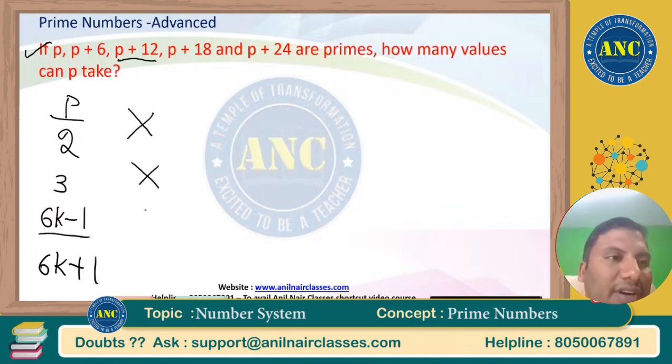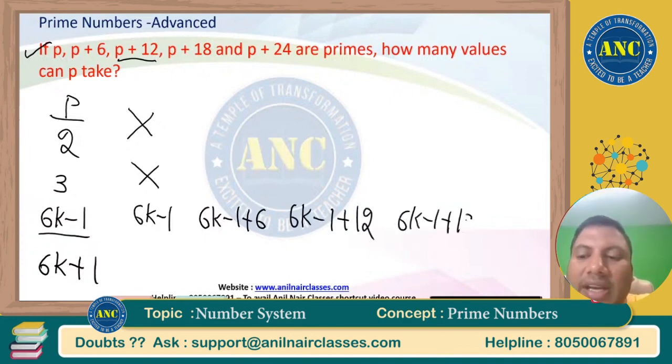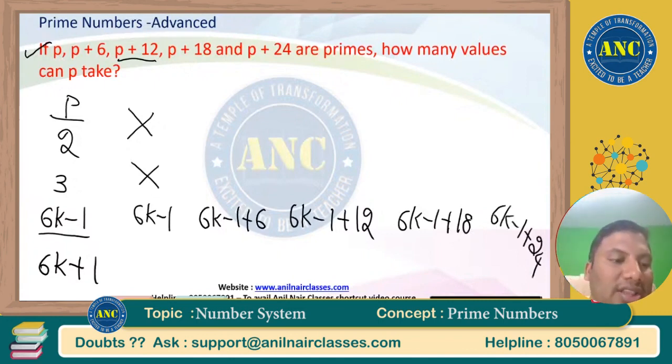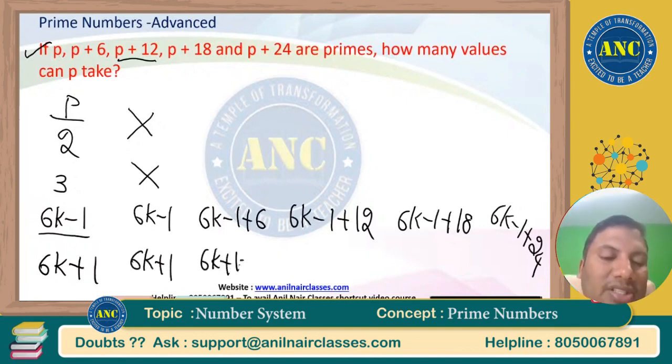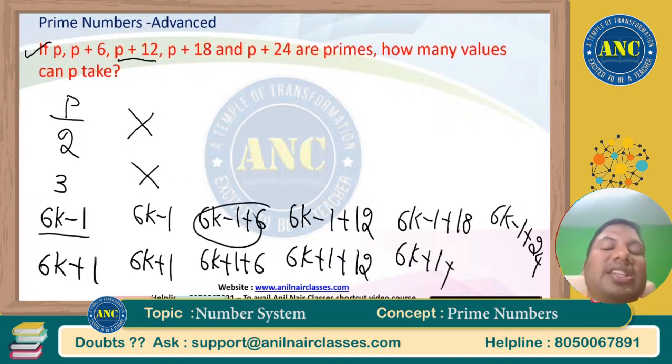If it is 6k minus 1 and 6k plus 1. So these are 6k minus 1, 6k minus 1 plus 6, 6k minus 1 plus 12, 6k minus 1 plus 18, 6k minus 1 plus 24. I hope it is clear. So these is nothing but 6k plus 1: 6k plus 1, 6k plus 1 plus 6, 6k plus 1 plus 12, 6k plus 1 plus 18, these 6k plus 5, which when divided by 6 leaves remainder 1.